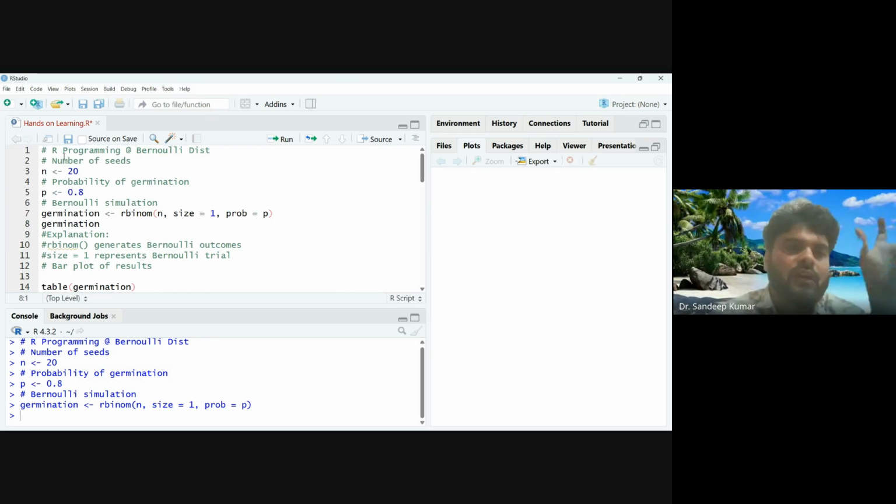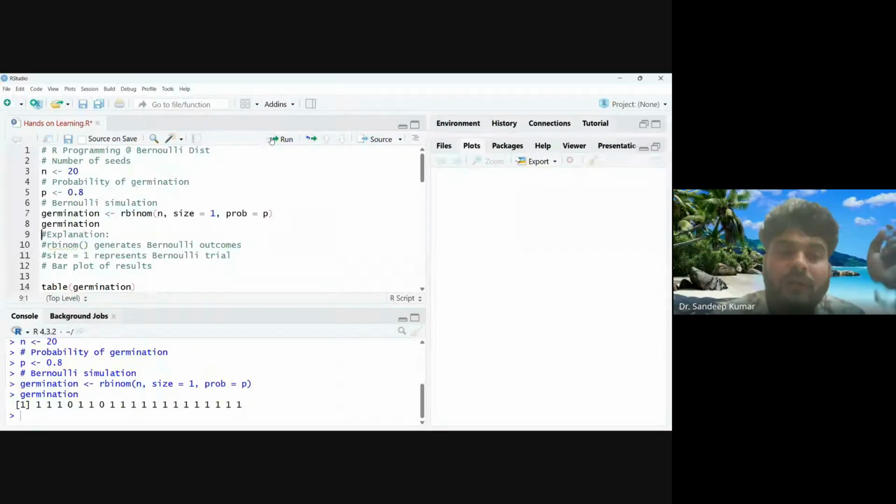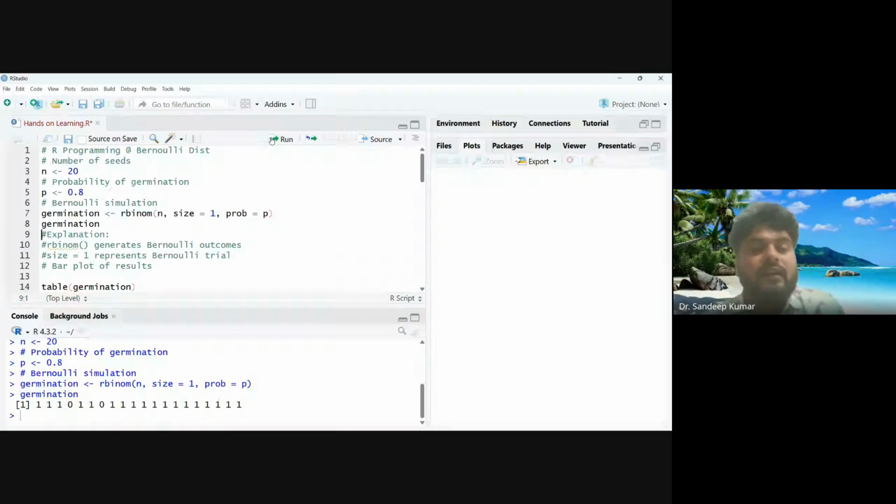Okay. So in R programming for the Bernoulli distribution, if I take the number of seeds equal to 20, here n is the number of size, the number of seeds. So here n, the number of seeds, equals 20, and the probability of germination, that is p, equals 0.8. For the Bernoulli simulation, here rbinom means generate Bernoulli outcomes. Okay, if I run it, n equals 20, p equals 0.8, and germination rbinom generates Bernoulli outcomes. And I discussed this before in the slides.